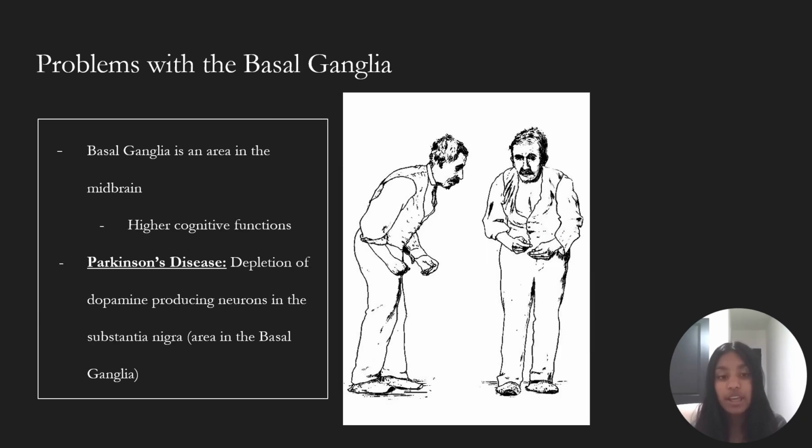Problems with the basal ganglia. The basal ganglia is an area in the midbrain and it's used for higher cognitive functions. A disease associated with the basal ganglia is Parkinson's disease, which is the depletion of dopamine producing neurons in the substantia nigra, an area in the basal ganglia. The symptoms include rigidity, tremors, and akinesia. In the image, one of the symptoms is the stooped posture.